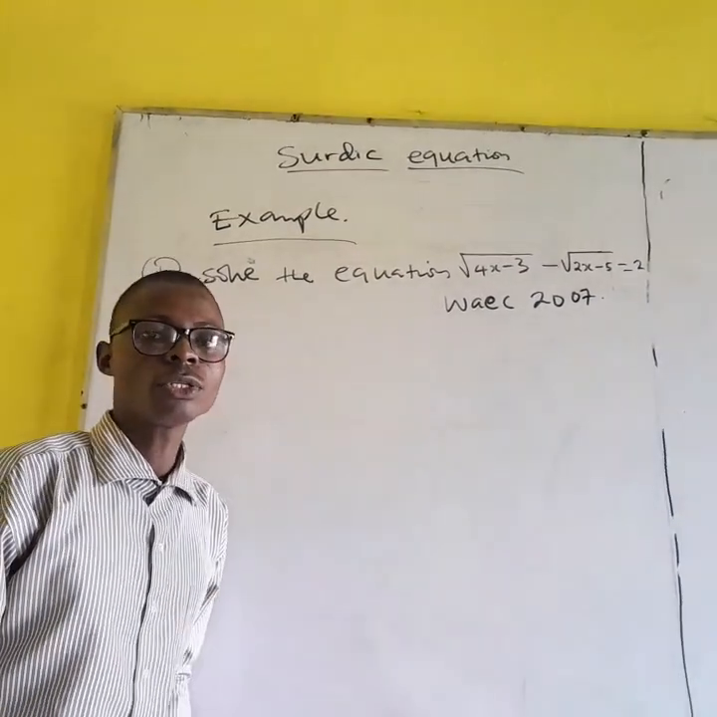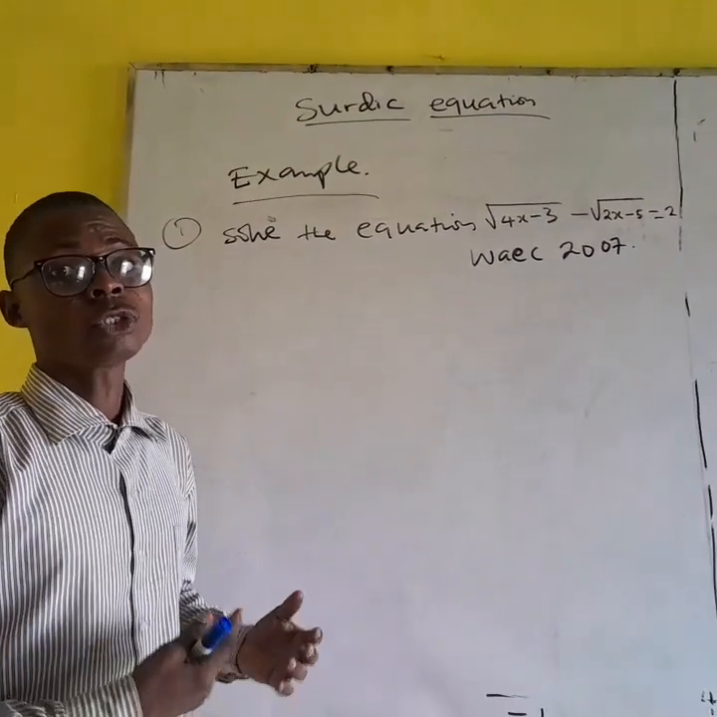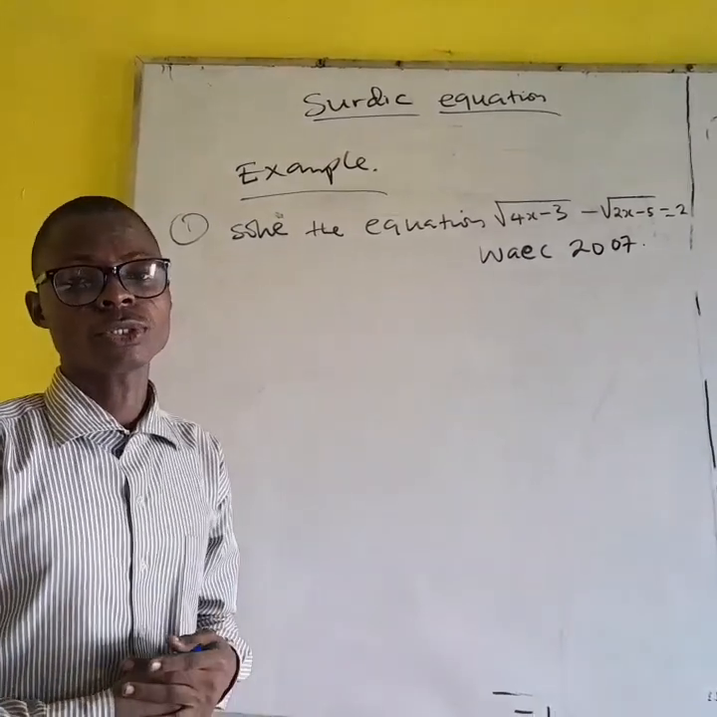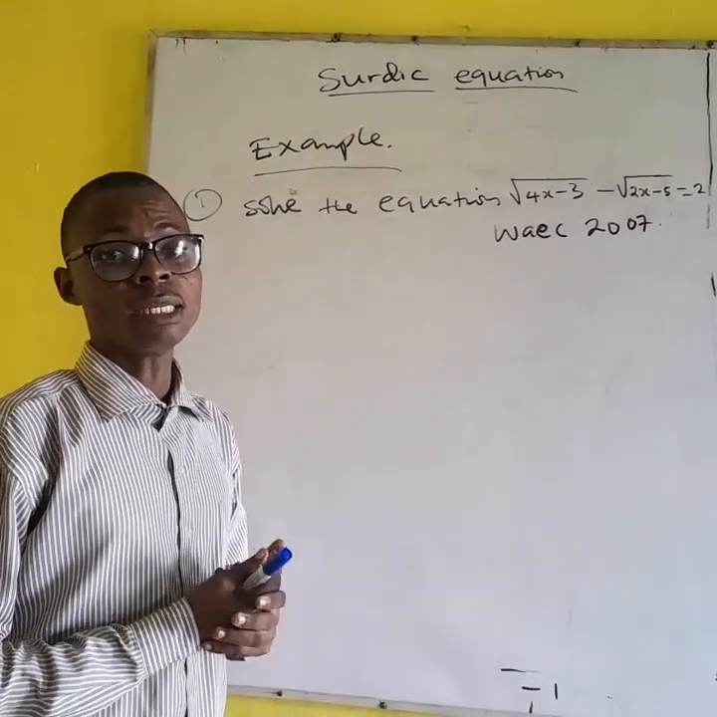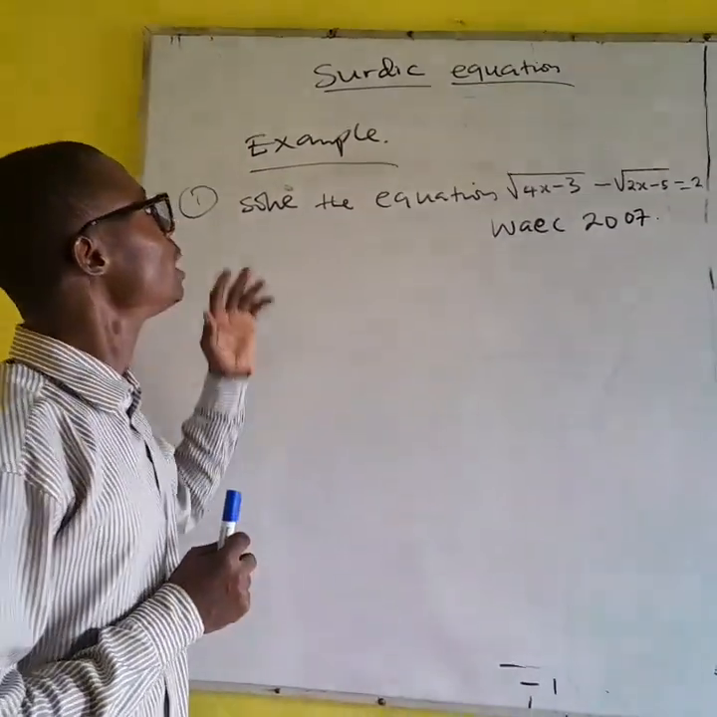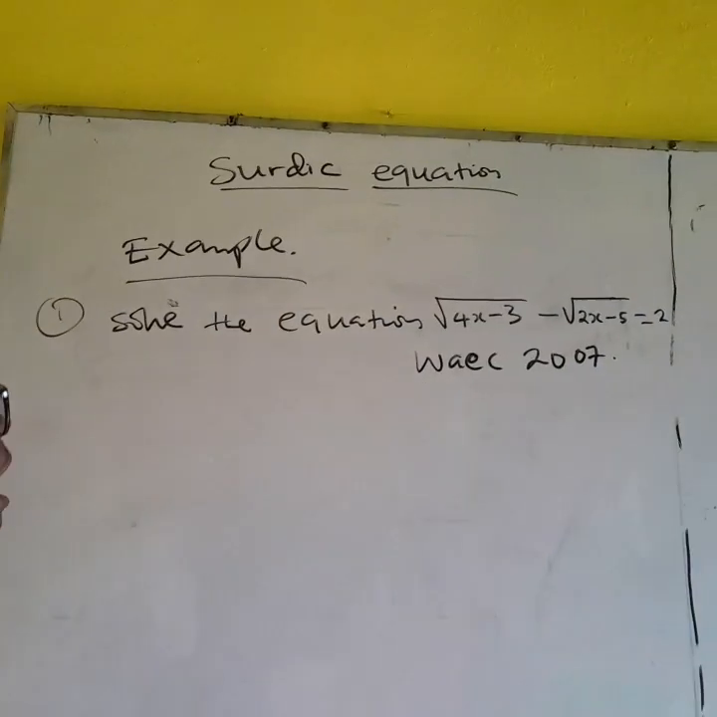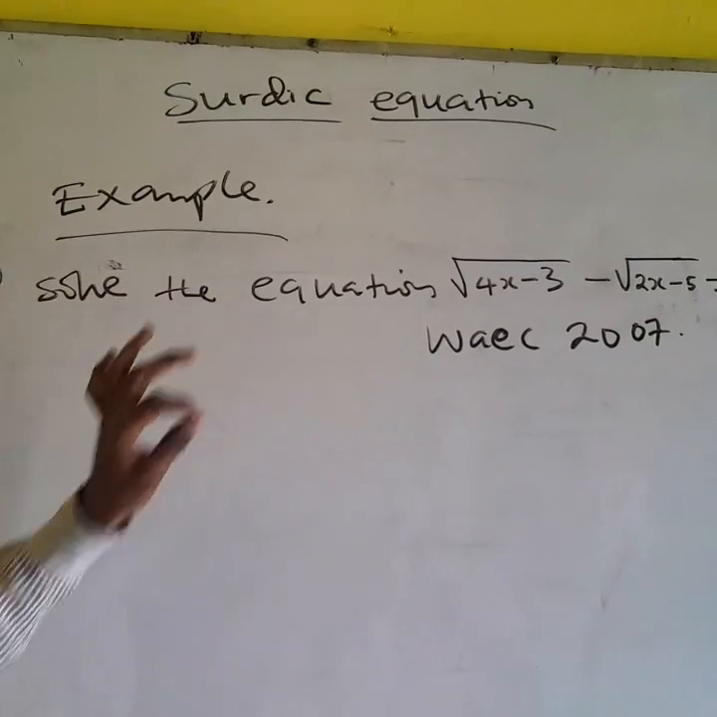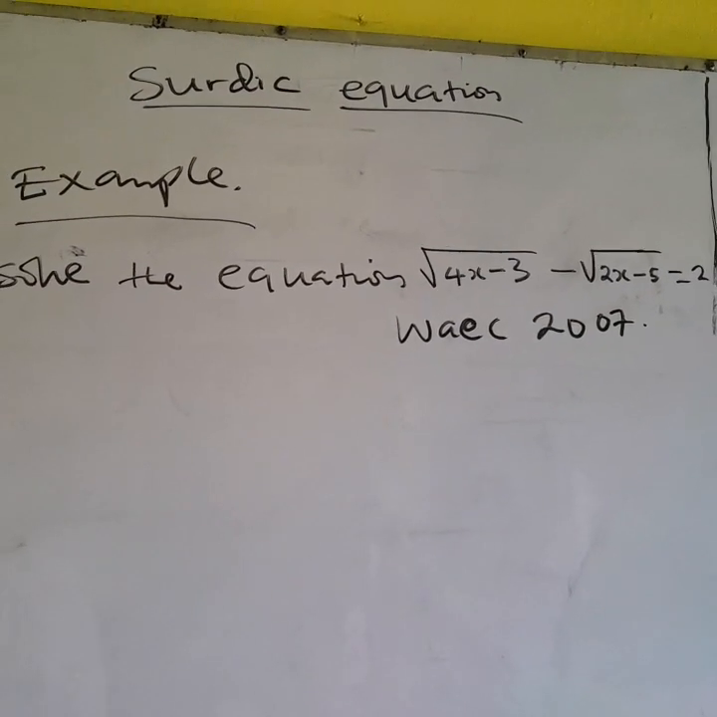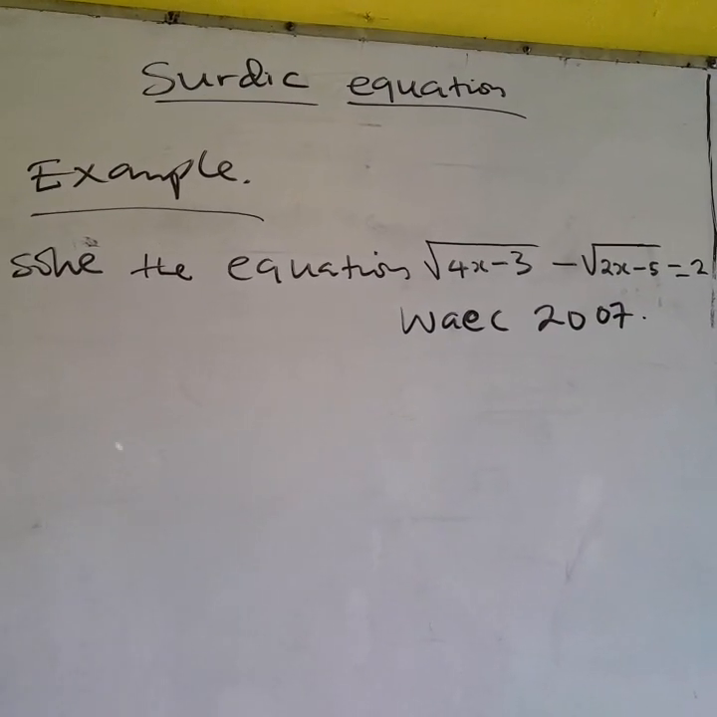When we talk about surd equations, we talk about equations where you are asked to find the unknown. If you look at this question, there is an unknown that you will be asked to find. That's why they say we should solve the equation. This is a surd equation. So let's solve an example and see how it works.